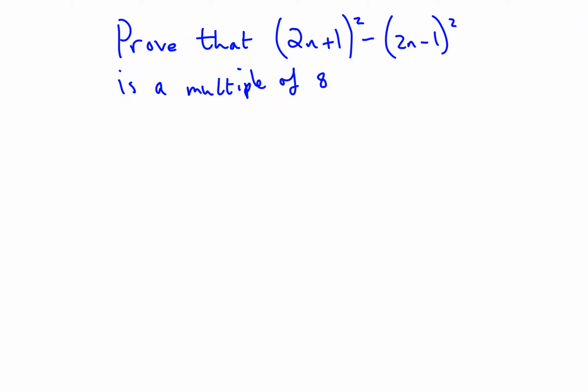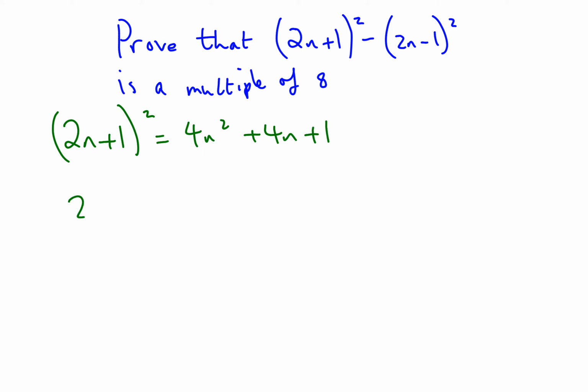Okay, a proof question, and what we're going to do here is prove that this is a multiple of 8. Now if you're not sure what to do with a proof, but you're given brackets, just expand. Just go with it. So we're going to expand 2n plus 1 squared and then 2n minus 1 squared.